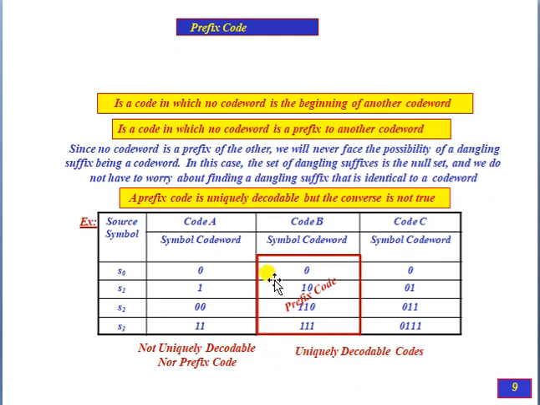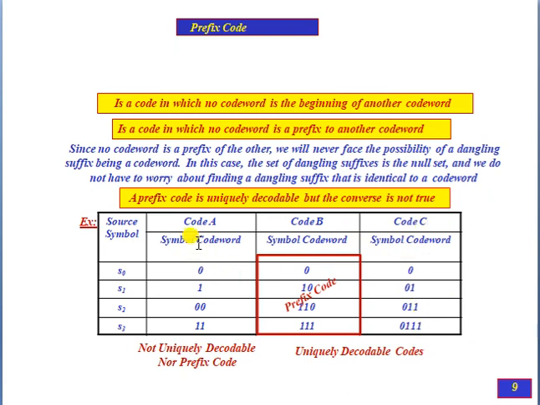Now code B, the symbol code words are 0, 1, 0, 1, 1, 0 and 1, 1, 1. It is a prefix code, as no code word is the beginning of another code word, and no code word is a prefix to another code word. It is a prefix code, and it is also a uniquely decodable code. Now code C, it is only a uniquely decodable code.